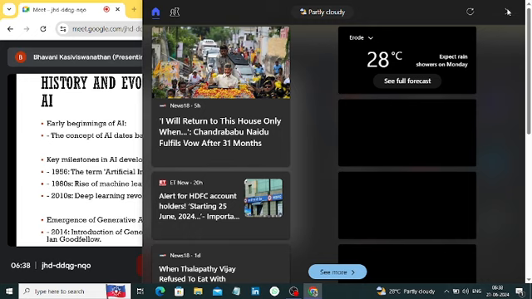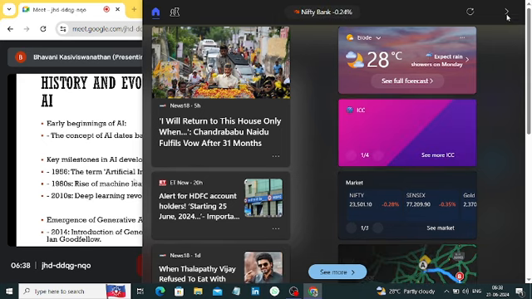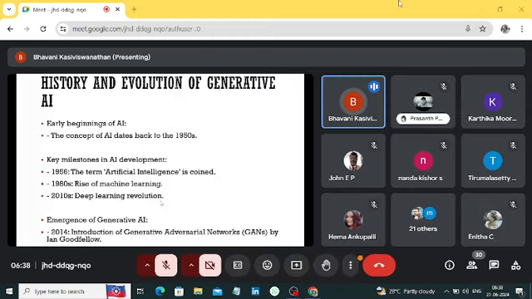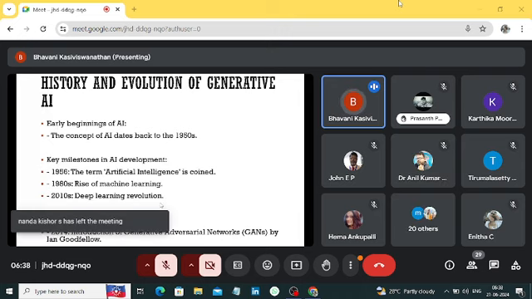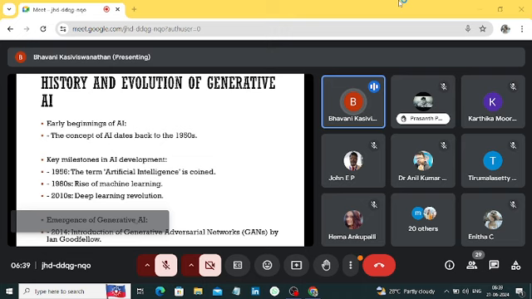Key milestones in AI development: in 1956, the term artificial intelligence was coined by John McCarthy, and in the 1980s, the rise of machine learning. So what is the difference between artificial intelligence and machine learning? Artificial intelligence is a very vast field. Inside artificial intelligence, we have machine learning, deep learning, and everything. Machine learning is a subset of artificial intelligence, it's not something different from it. Deep learning is also a subset of artificial intelligence.